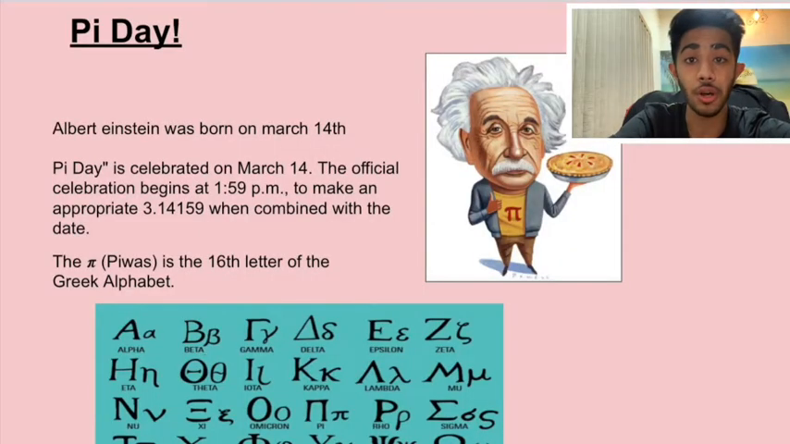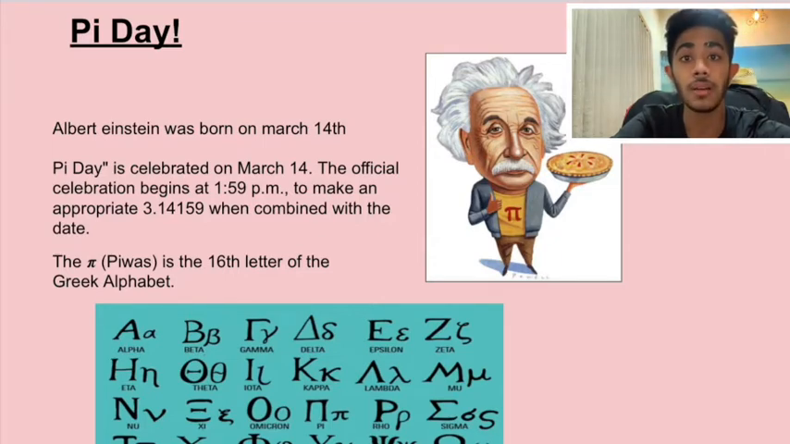Thank you, Rudraa and Sarangi. Now we have Manas, who will give some fun facts about pi. Albert Einstein was born on March 14. Einstein was a mathematician and a physicist who became famous for his theory of relativity. A circle is often associated with pi. Pi Day is celebrated on March 14th. It was chosen to resemble 3.14. The official celebration of Pi Day is at 1:59 p.m. to make an appropriate 3.14159.